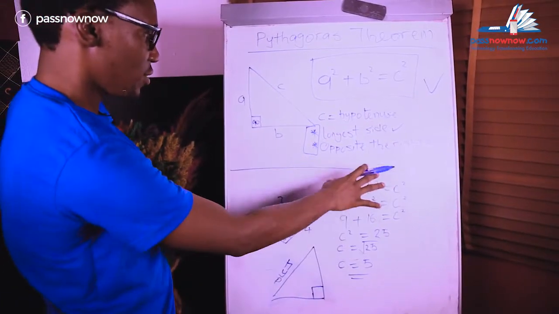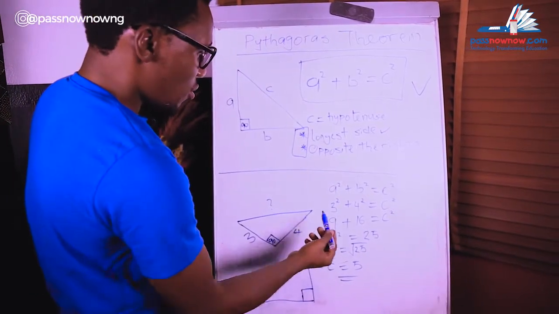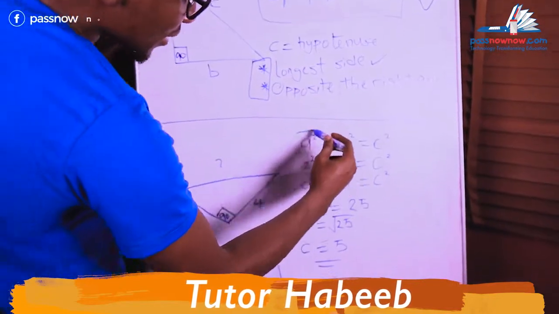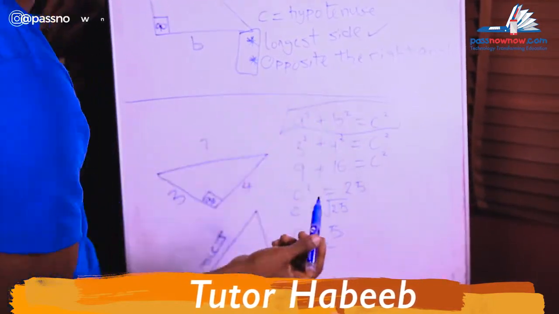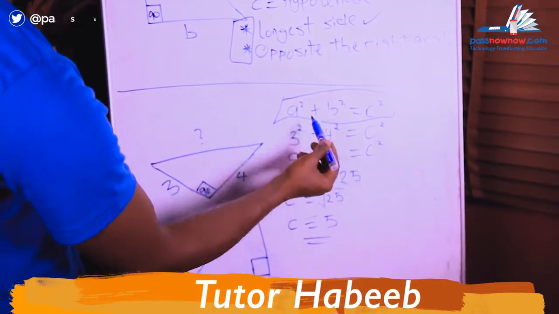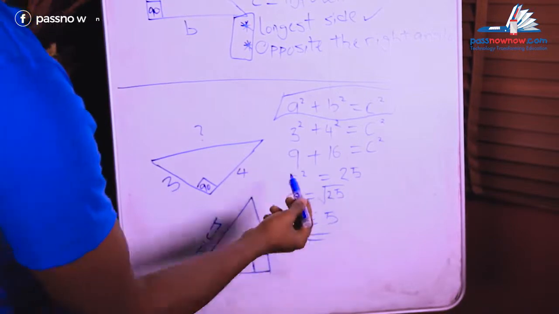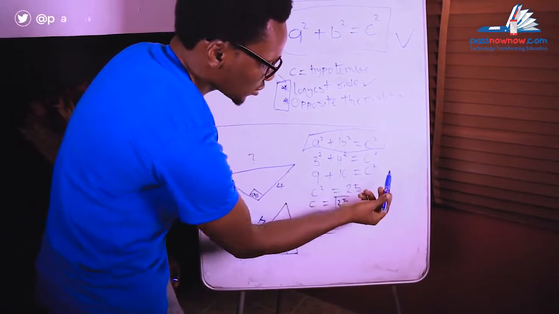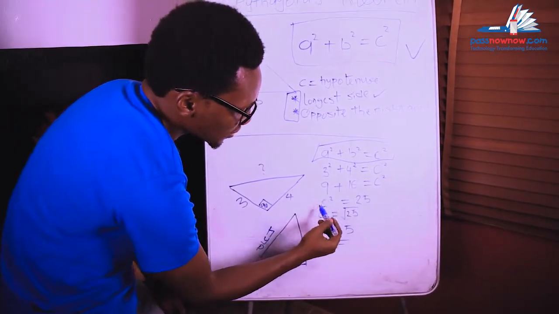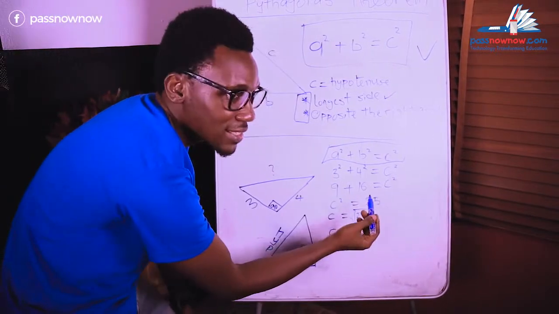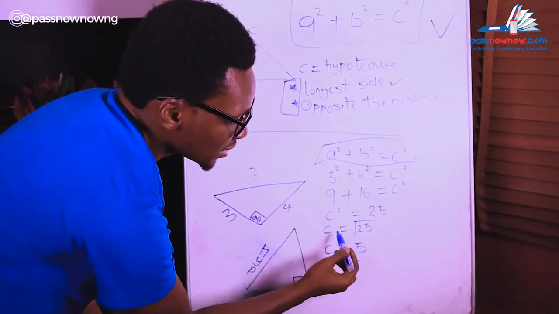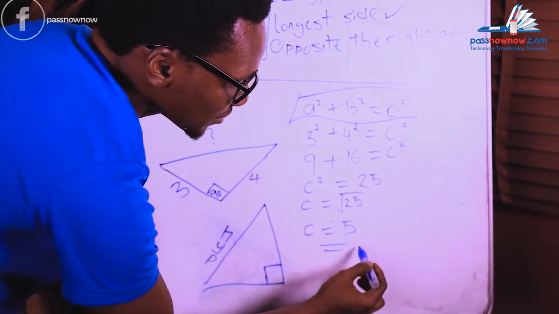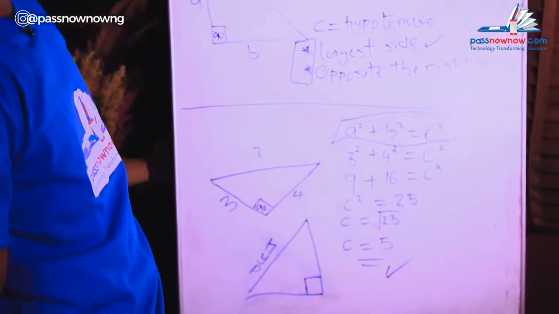So now let's move to the calculation. We're taking our 3 as our A, we're taking our 4 as our B. Like I said, this is the only formula you need to know. Then you have 3 square plus 4 square equals c square. What's 3 square? It's 9. What's 4 square? 16. You can rearrange it. You have c square equals 9 plus 16. This gives you 25. So your c will be the square root of 25. Then you have c equals 5. Easy. That's Pythagoras theorem for you.